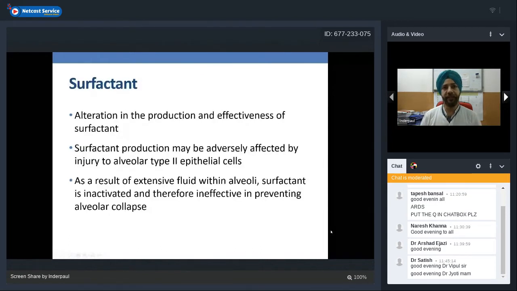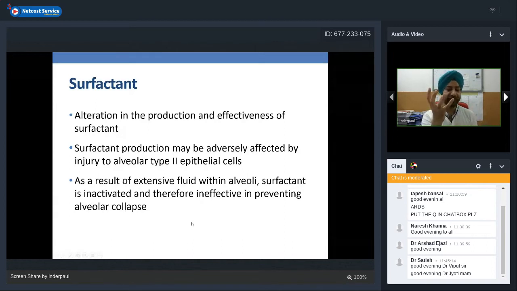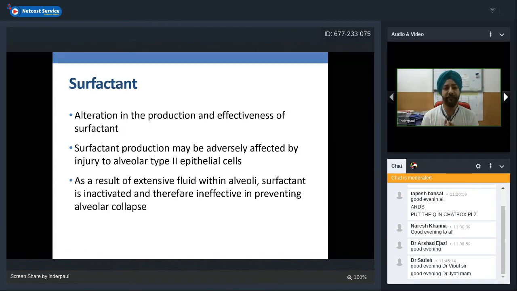And as I told you, type 2 alveolar cells also get injured, so there is defective production of surfactant. Now, surfactant keeps the alveoli open. It has an action like a detergent. If you see a bubble, if the surfactant is not there, it will just collapse. This is exactly what happens. There is reduced production of surfactant, and also excessive destruction of surfactant. Also because of excessive fluid, whatever remnant surfactant is there is not able to keep the alveoli open.